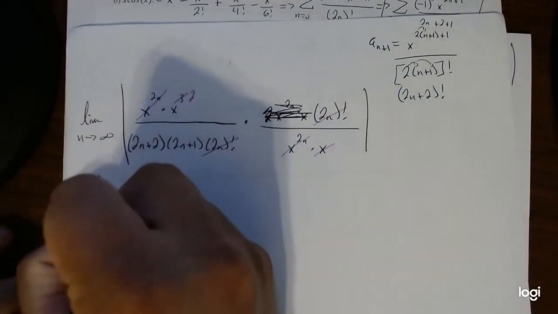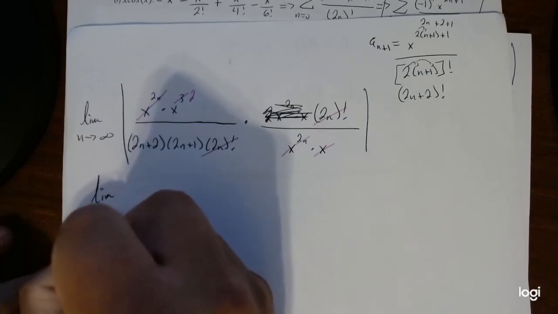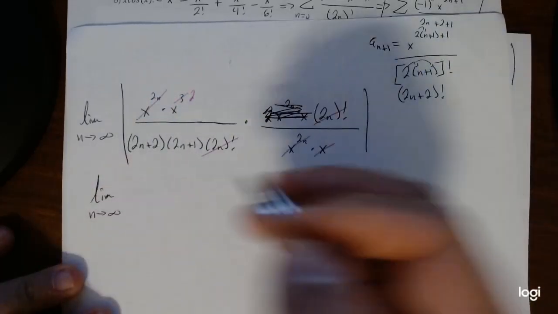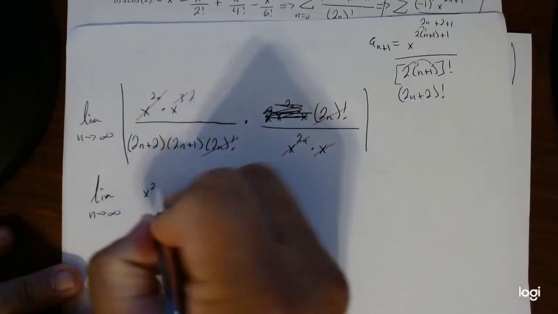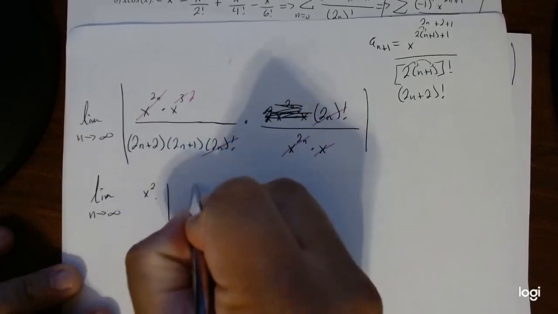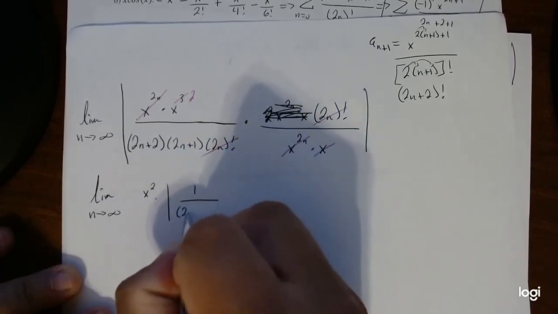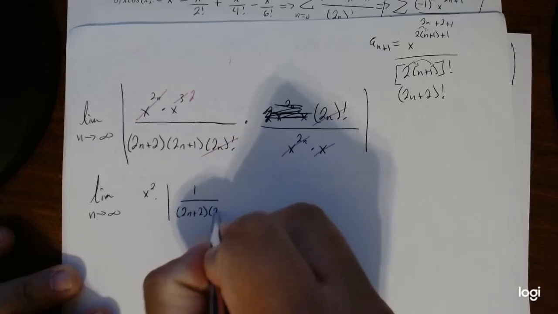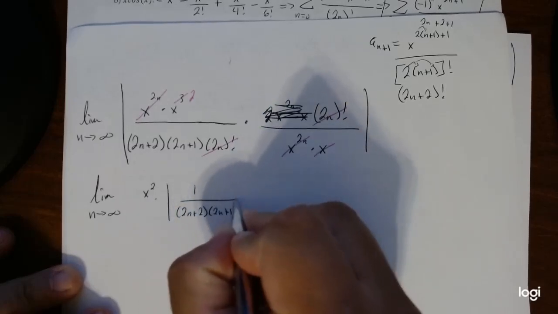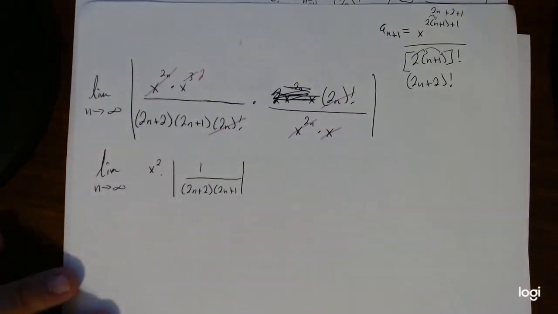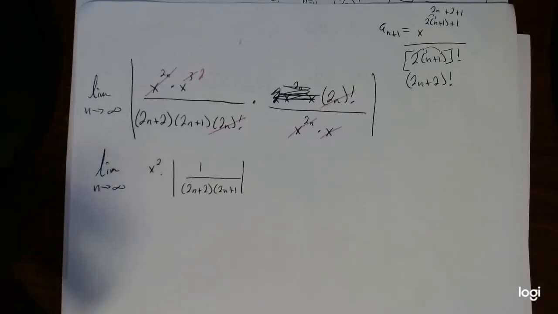So this ends up being the limit as n goes to infinity of just x squared times 1 over 2n plus 2, 2n plus 1. And again, this goes to 0.